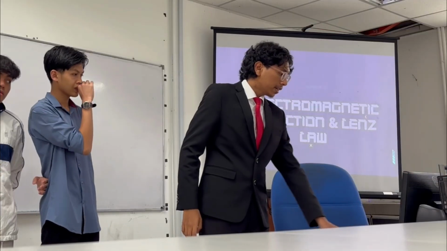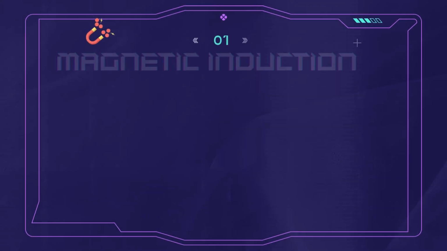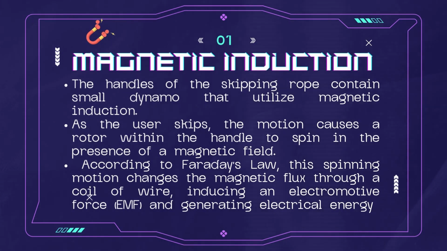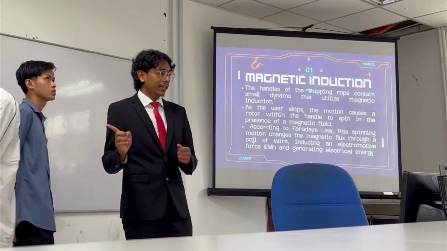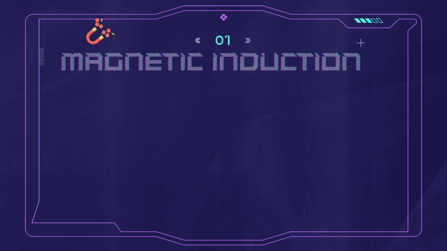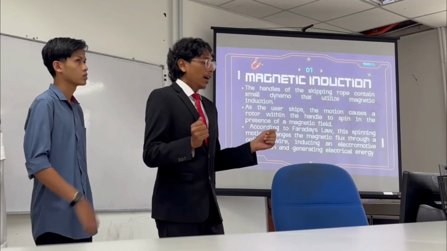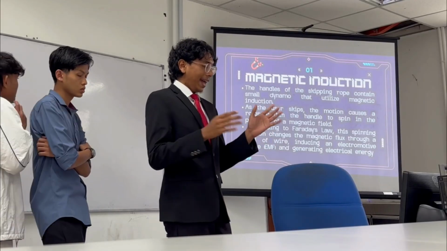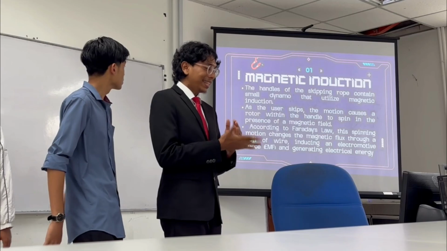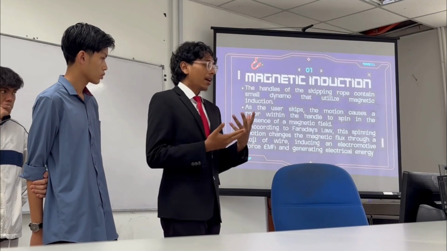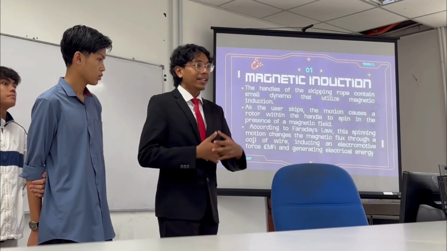The first concept that I'll explain is magnetic induction. The handle of the skipping rope contains a small dynamo, or in this context, we use a DC motor that utilizes magnetic induction. Whenever the user skips, the motion causes a rotor within the handle to spin in the presence of a magnetic field. When you spin, there will be active cutting of the magnetic flux, which, as we learned, produces electromotive force, thus generating electrical energy.